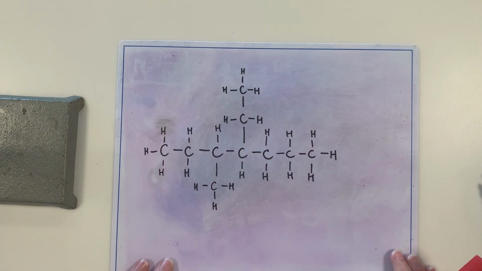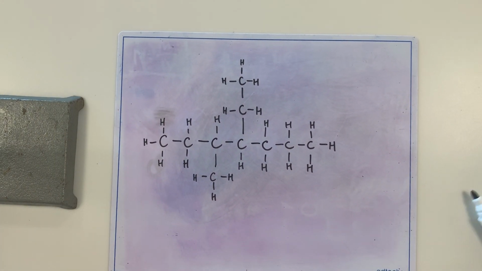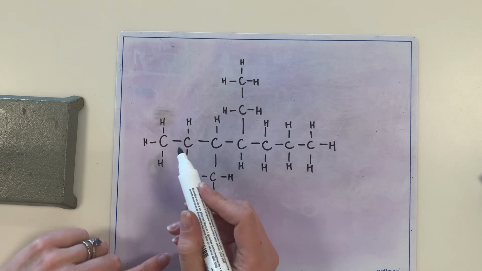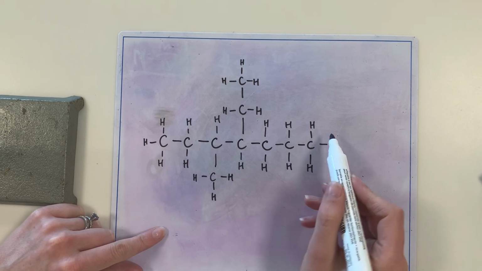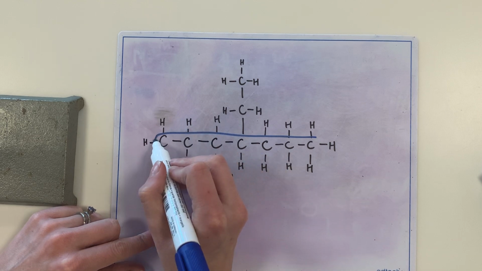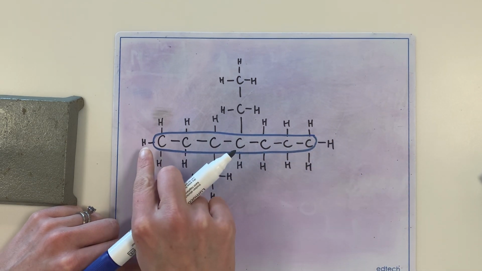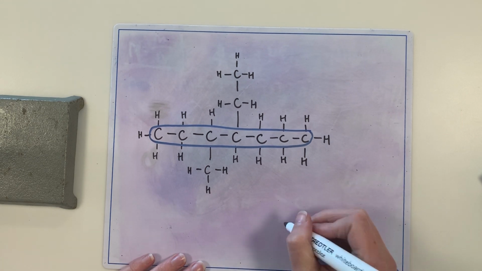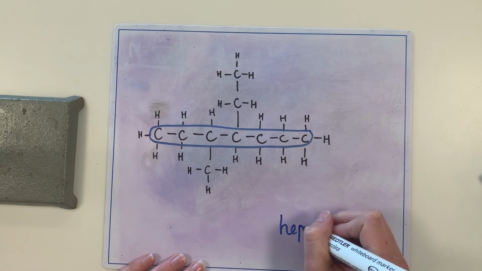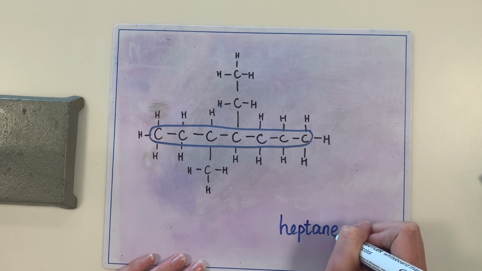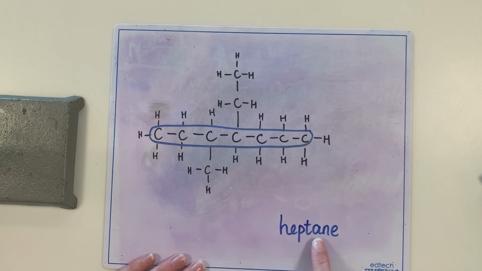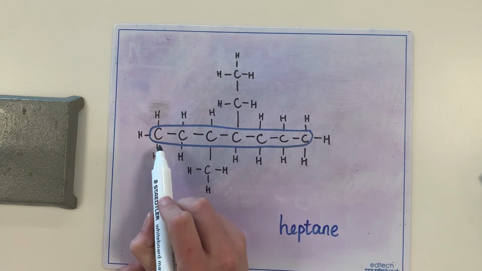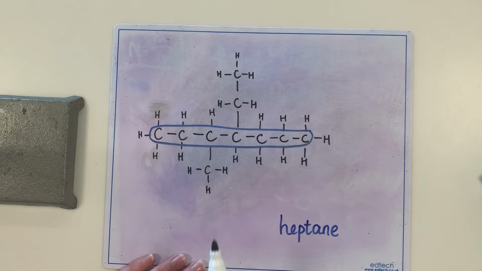Okay, so here we go. We'll look again. We'll identify our longest carbon-carbon chain here. So again, through the middle, we have 1, 2, 3, 4, 5, 6, 7. 7 carbons, so it's a heptane. So again, hept for 7, and ane meaning it's an alkane, so they're all single covalent bonds between the carbons.